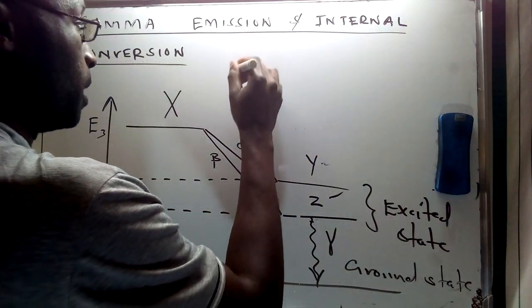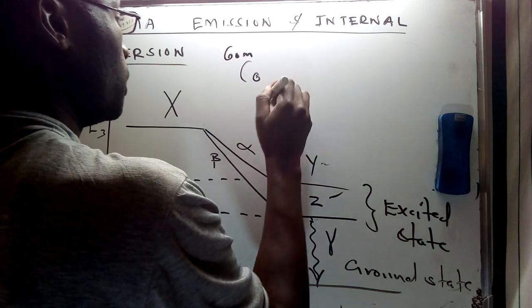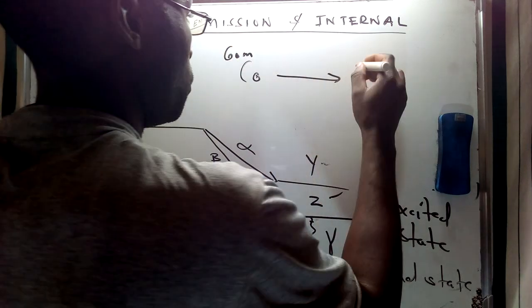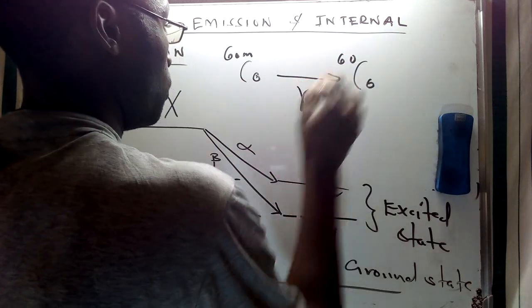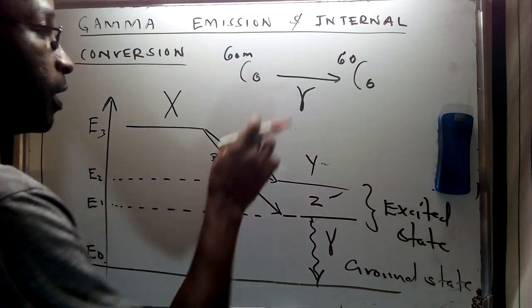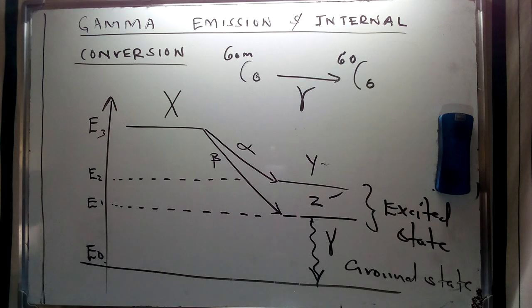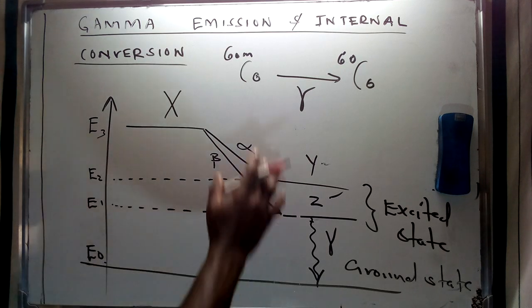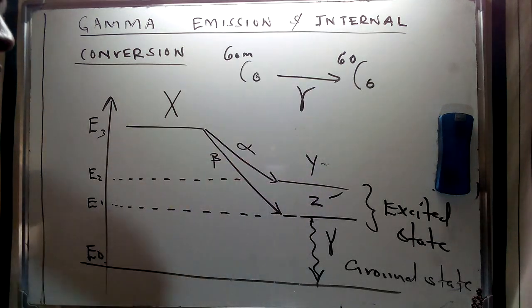this category of isomers. We have, for instance, cobalt 60, which is going to transition to cobalt 60 from this excited state, and this is going to undergo the release of a gamma ray in order to form what we call the stable state, the ground state. So this is going to involve a transition from the excited state to the ground state, and this is a process that we refer to as internal conversion.